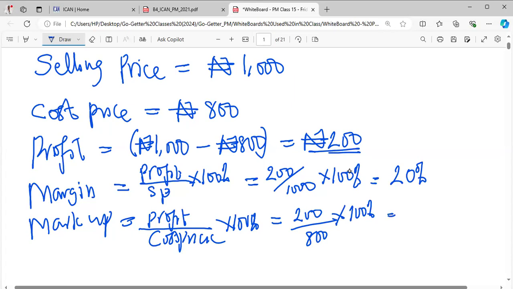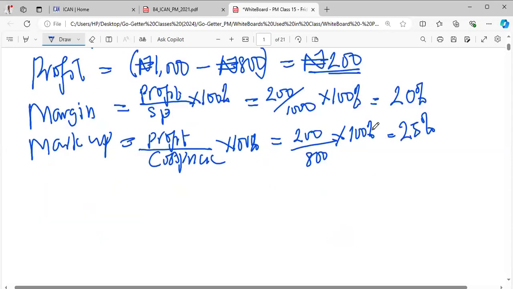So what's the markup here? Let's use our calculator. This is 2 over 8 or 1 over 4. 1 over 4 times 100 is 25%. So you can see here that if you are told margin, take note: if you hear the word margin, it's on sales. If you hear the word markup, it's on cost.